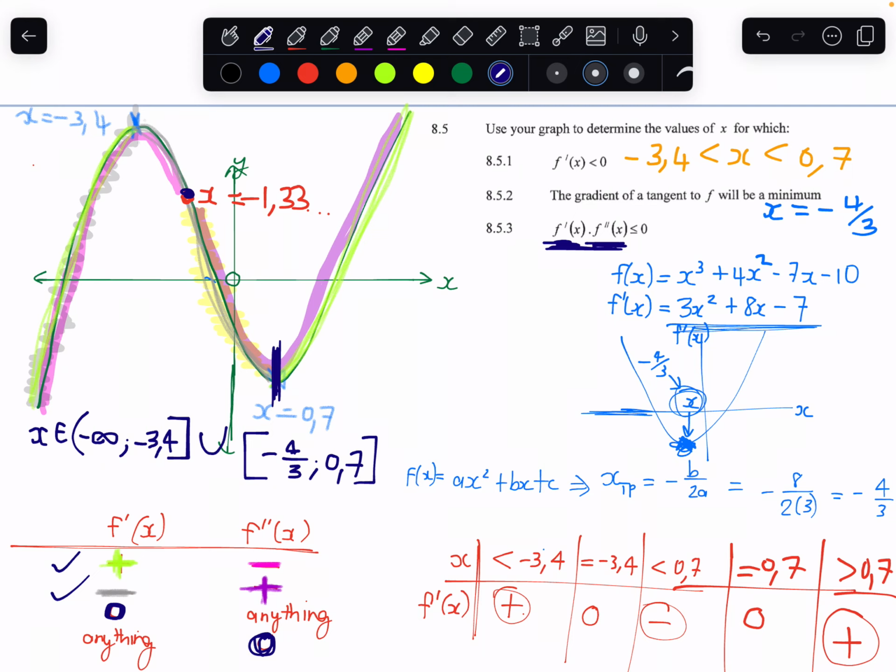And then we also saw the cases for our turning points, where negative 3/4 is included because the gradient is 0, 0.7 is included because the gradient is 0 there, and negative 1.333 recurring is included because at that point f double prime is 0. It's a point of inflection. Okay, so that is our final answer then.